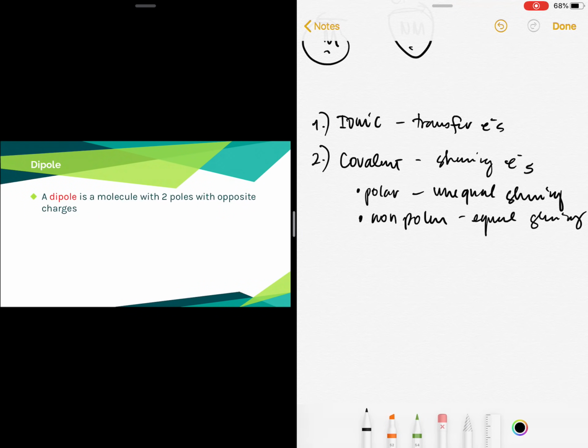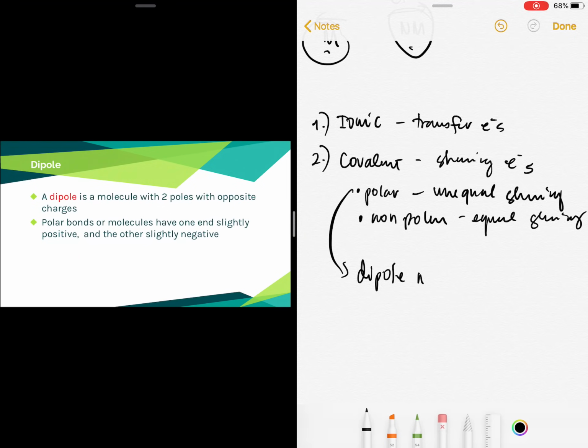Now let's talk about dipole. A dipole is a molecule with 2 poles with opposite charges. Polar bonds or molecules have one end slightly positive and the other slightly negative. So usually, ang mga polar molecules natin, they have dipole moments. Dipole moments, or some people call it net dipole. Okay, let's discuss that further.